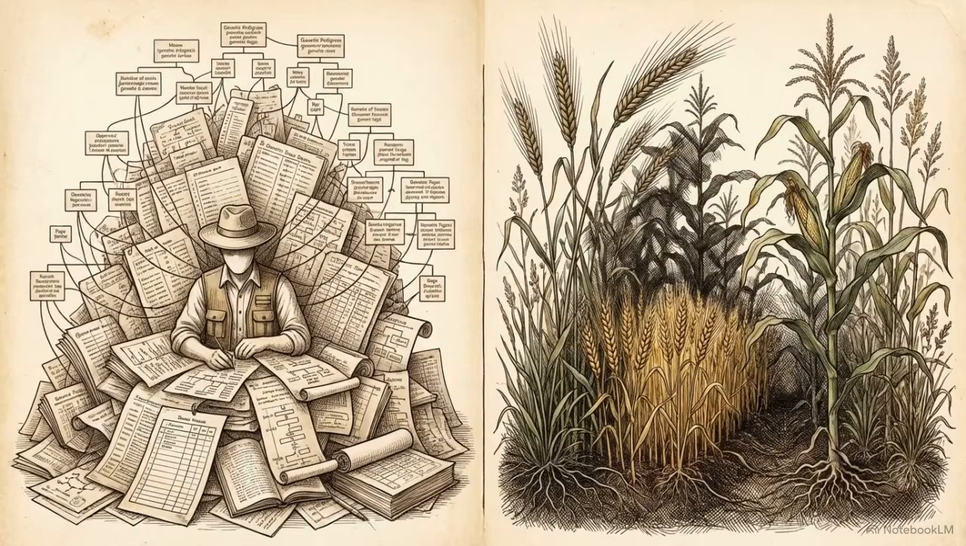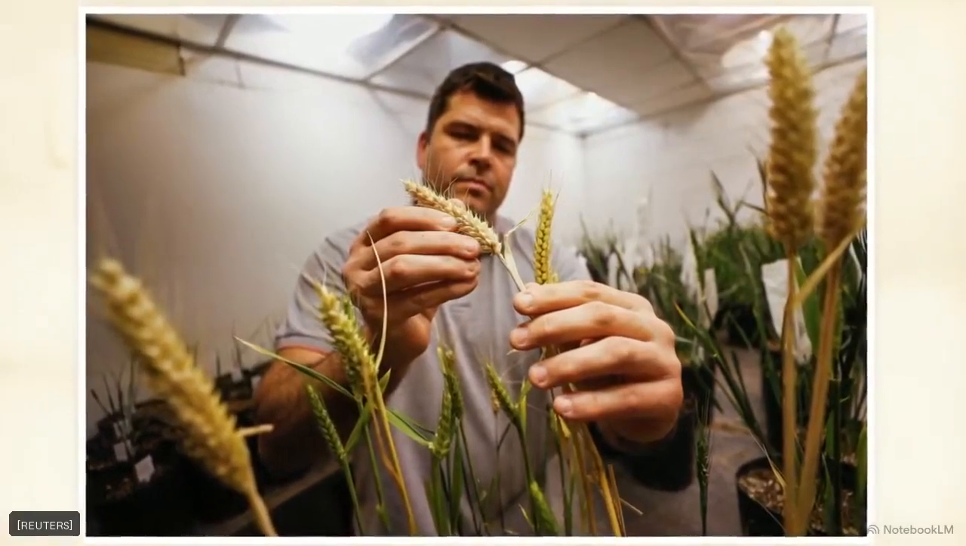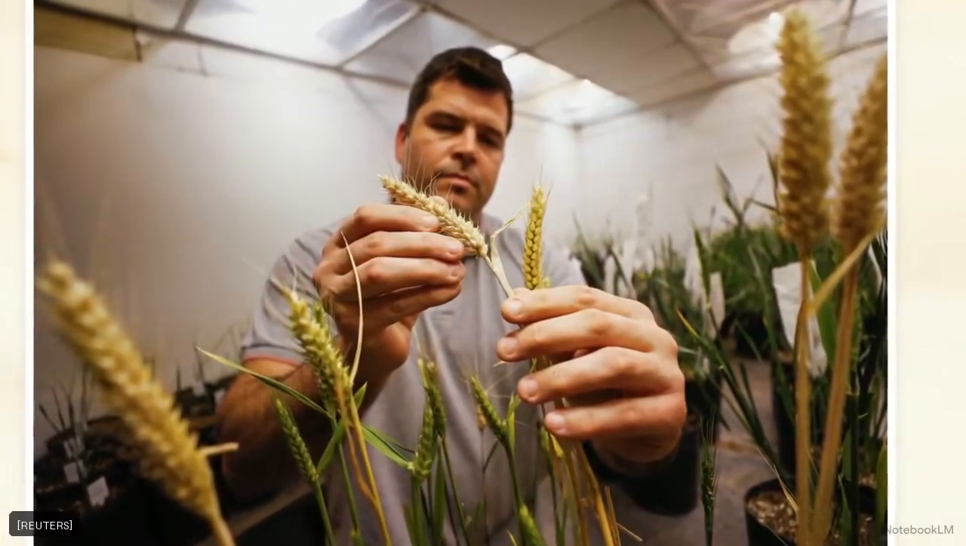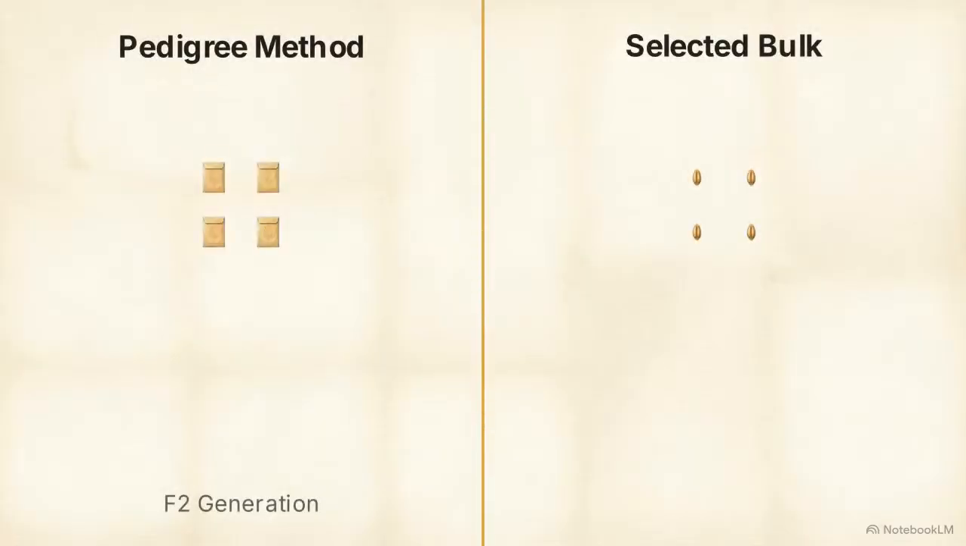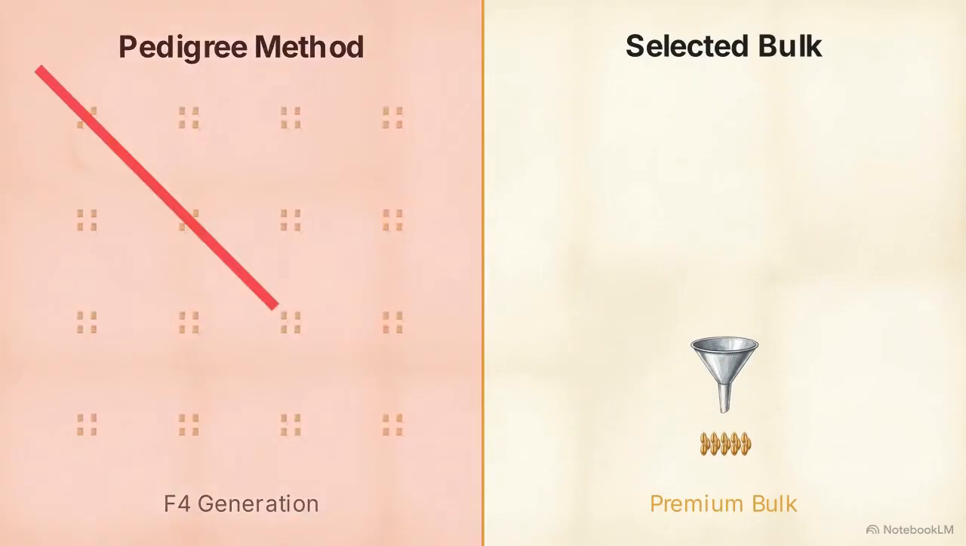To fix the administrative bottlenecks of Pedigree and the yield and precision issues of pure bulk, global institutions like CIMMYT engineered a hybrid solution known as the selected bulk method. In the F2 generation, breeders visually evaluate and select the absolute best individual plants based on agronomic traits, exactly as in the Pedigree method. But here is the critical divergence. Instead of keeping seeds separate to track lineage, seeds from all selected F2 plants are immediately pooled into a single premium bulk. By discarding this lineage data, the program eliminates the exponential labor cost that cripples the Pedigree method.